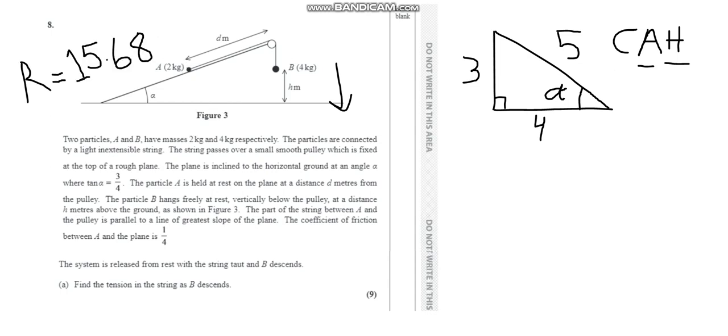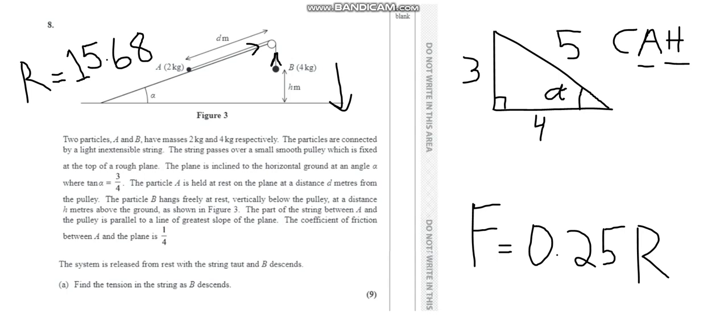Now we'll resolve the horizontal forces. The tension in the string goes in this direction, always remember, towards the pulley, either way for B and A. The angle it makes with the horizontal will be sin alpha. We have been given the coefficient of friction between A and the plane as 1 upon 4, so our friction force in terms of mu will be 0.25 R, because 1 upon 4 is 0.25 in decimal. R has already been given, that's 15.68 or 15.7 as you wish.